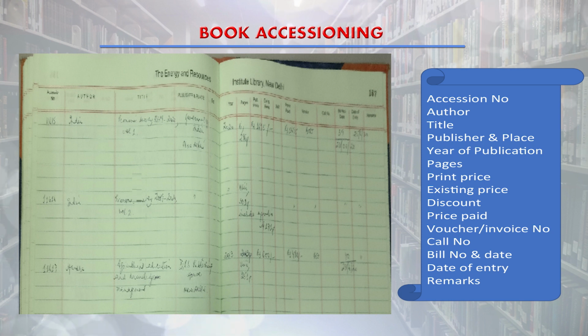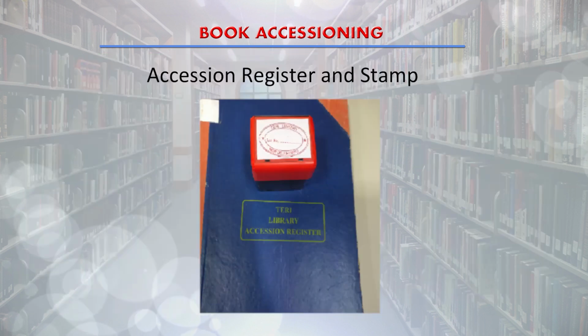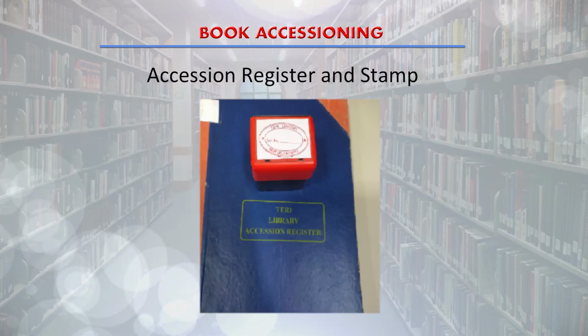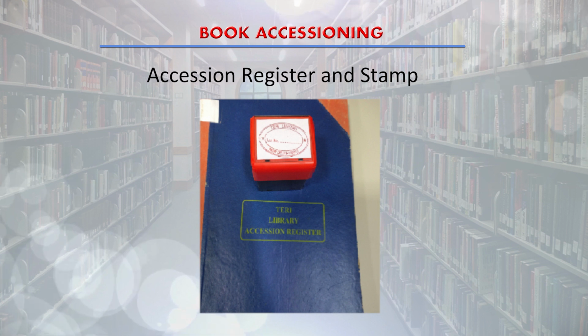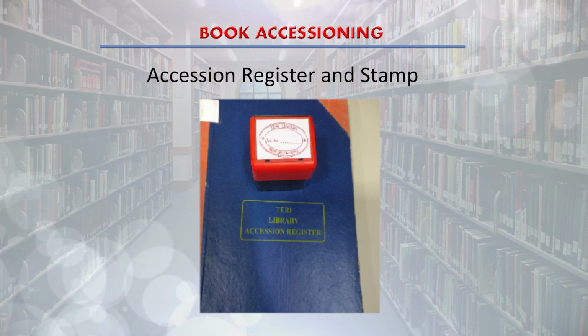Then the date of entry is important. Remarks are important if it is part of a series, if it has two or three CDs or charts, or maybe the second volume will be published later on; such kinds of remarks you can put. So for the accession register, that process is always there. Now when you are accessioning a book, you have to stamp it also. This is a type of stamp we actually use for our accession number.